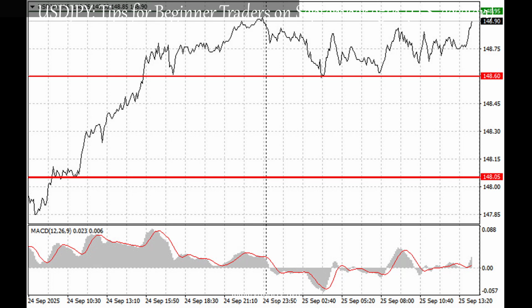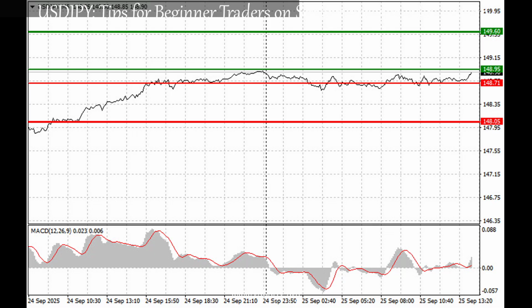USDJPY, tips for beginner traders on September 25th. US session trade analysis and advice on trading the Japanese yen. The designated test levels were not reached in the first half of the day.